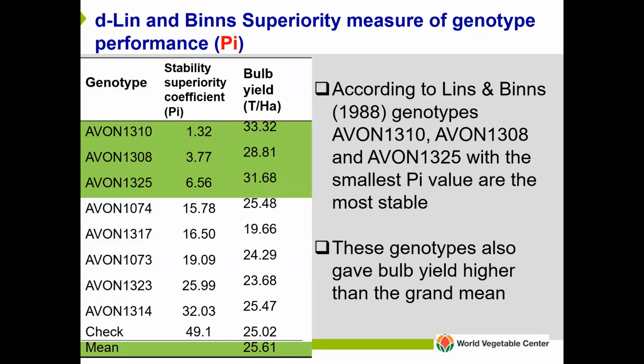The last model used was that of Lin and Binns. According to Lin and Binns, the coefficient Pi characterizes genotype by associating stability and productivity and defines superior genotype with performance near to maximum in various environments. As a result of this study, the rank of Pi, the coefficient, and the mean yield were almost the same, which means that Pi is more an indicator of yield rather than an indicator of stability.